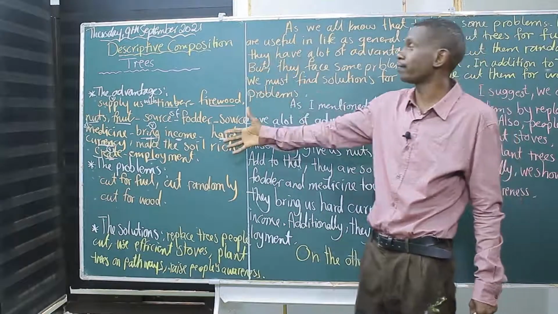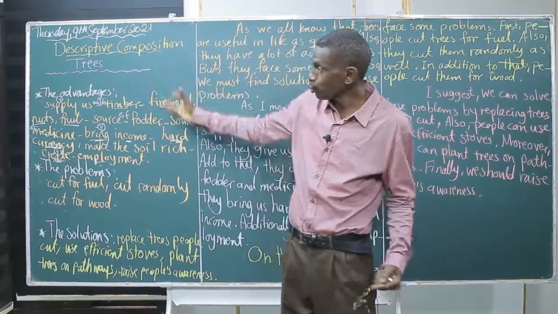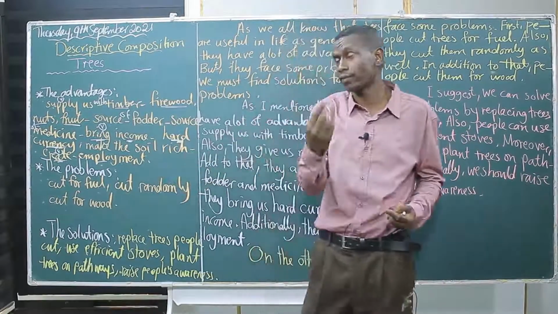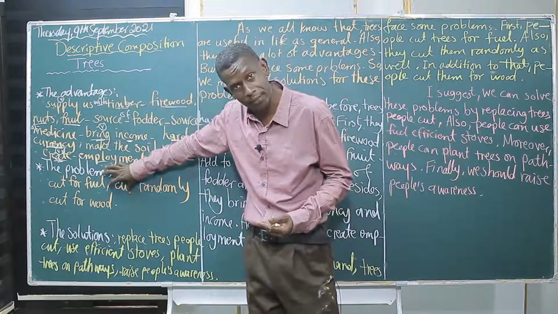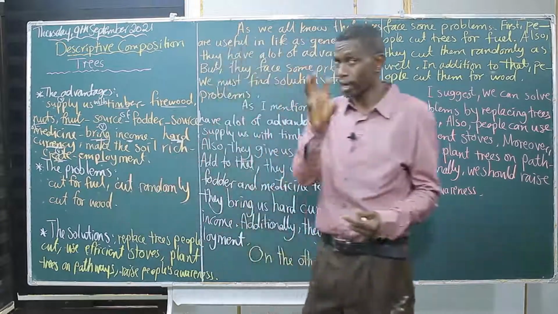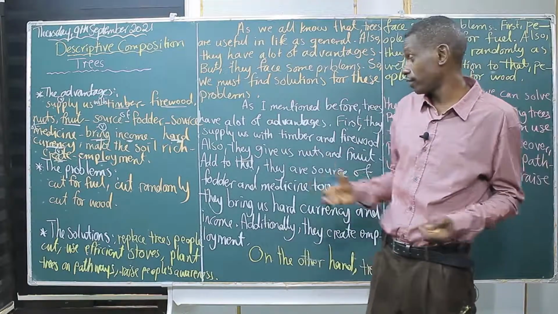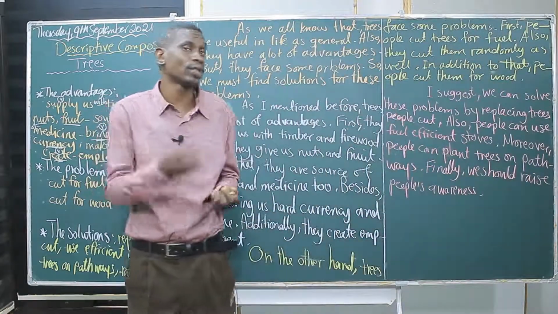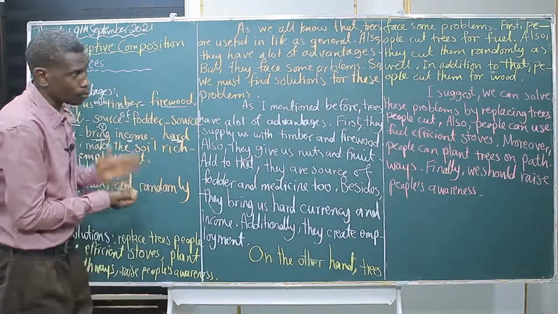And as you've seen here, each subtitle can be put into a paragraph. And each paragraph is going to focus on one thing. The first paragraph is focusing on the advantages of trees, and the next paragraph focuses on the problems that trees face. And finally, we have to conclude our composition by writing a paragraph suggesting the solutions that we recommend, and we see that it solves the problems that trees face.